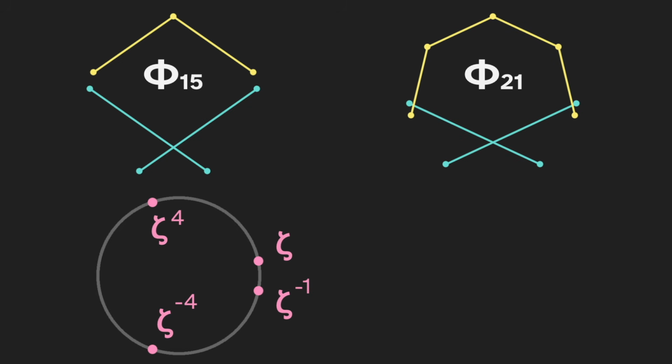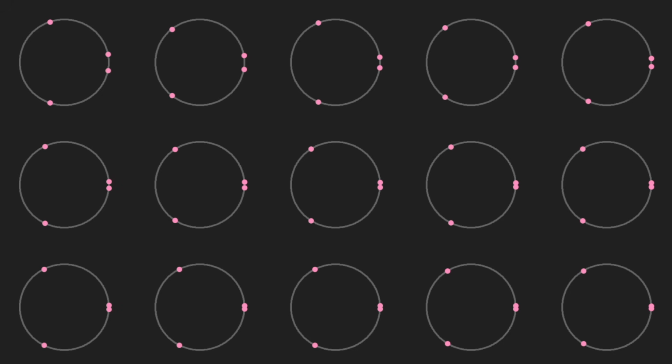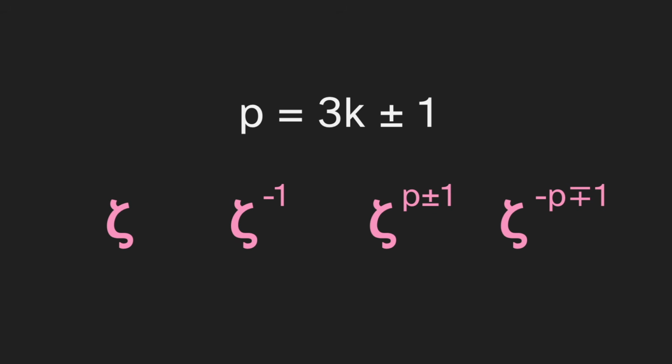Now if we look at phi sub 21, this is our U shape, and these are the points that generate that. And we see they're in a very similar position. And if we look at the positions that generate this U shape for a lot more, we see a very similar pattern. There are 2 points that get closer and closer to 1, and then the other 2 points are a third of the way around the circle. And it turns out that when p equals 3k plus or minus 1, these 4 points always produce that U shape, and they're the only points that produce that U shape.